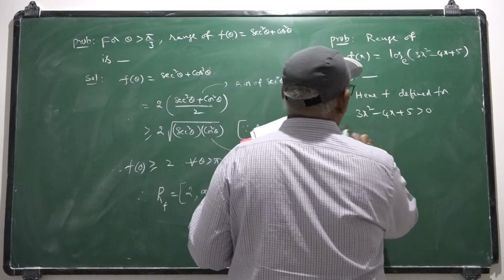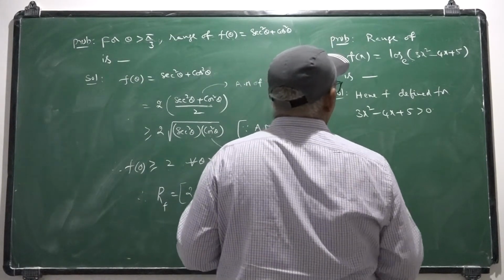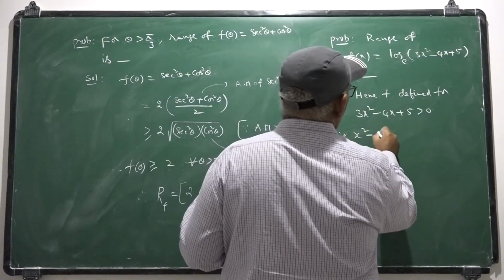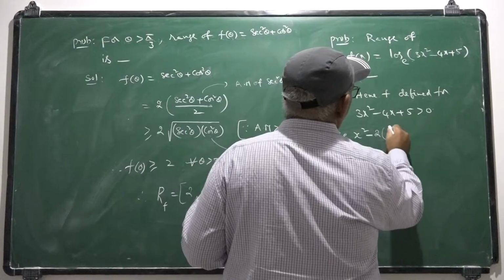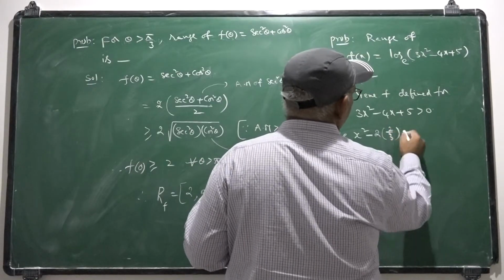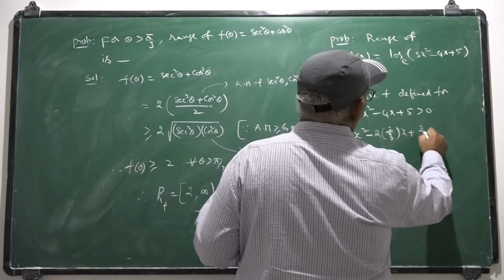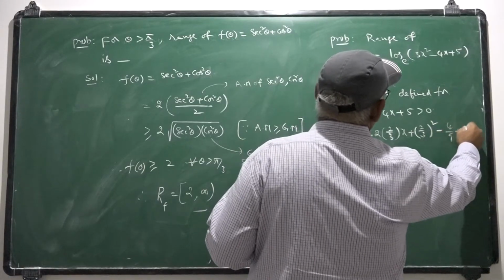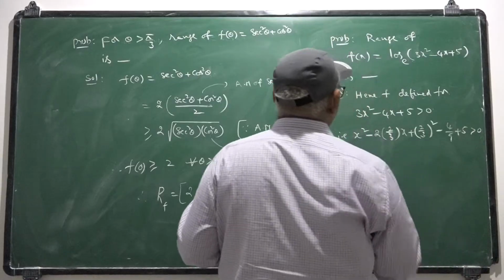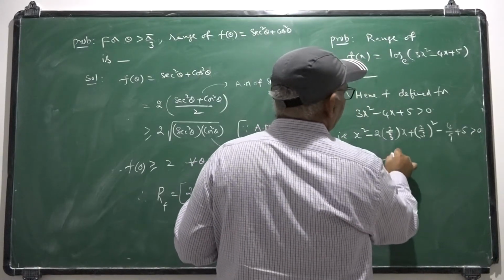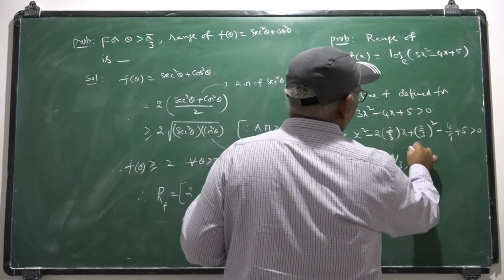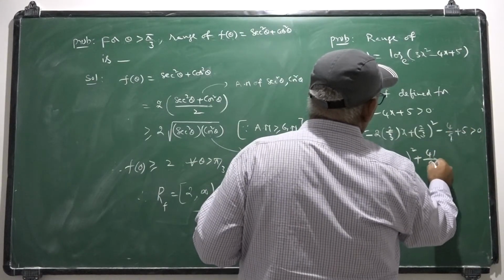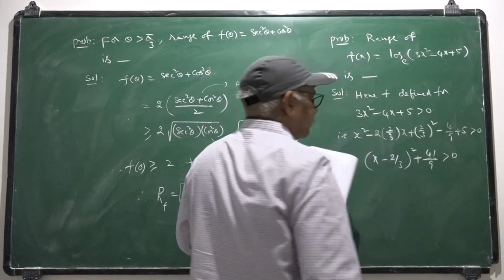On dividing with 3 here, that is x square minus 2 into 2 by 3 x, 4 by 3 may be written as like this, plus 2 by 3 whole square minus 4 by 9 plus 5 greater than 0. (x minus 2 by 3) whole square plus 41 by 9 greater than 0.